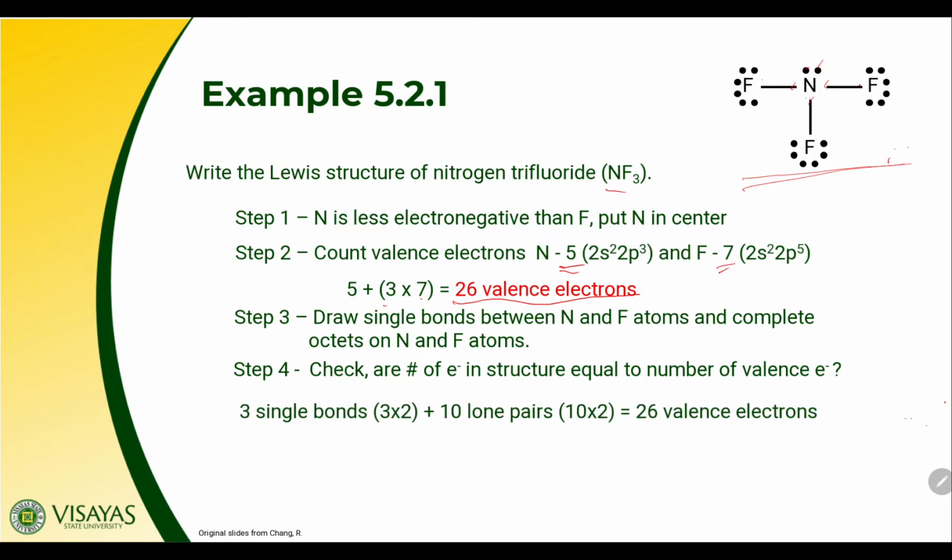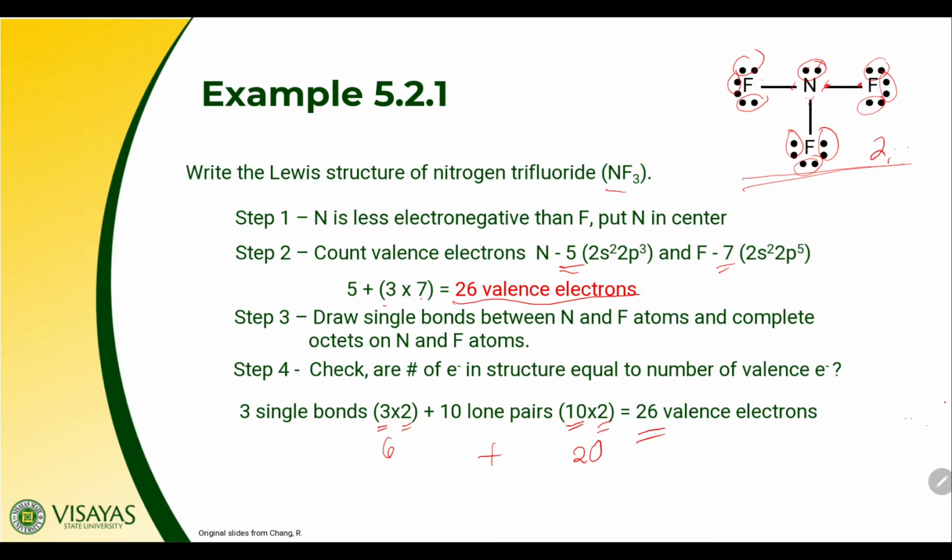So in this structure, we have 3 single bonds, and each of these bonds again has 2 electrons. So 3 single bonds times 2 electrons each, we have 6 electrons in total. Then in this structure, we have 10 lone pairs. We have 1, 2, 3, 4, 5, 6, 7, 8, 9, 10. Each pair has 2 electrons. 10 times 2 is 20. So 6 plus 20, we have 26 valence electrons.